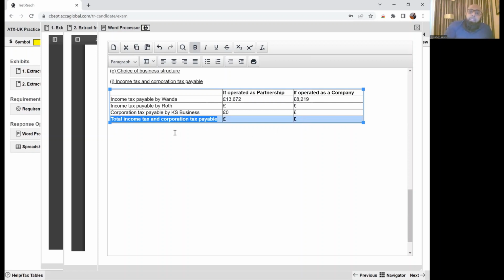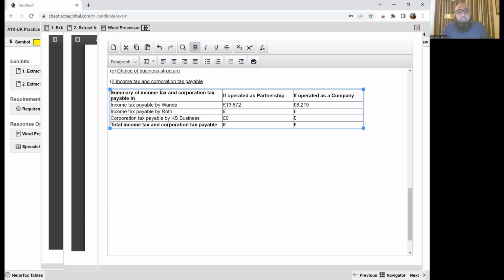Okay, so he has asked us to prepare a summary of income tax and corporation tax payable in alternative business structures.